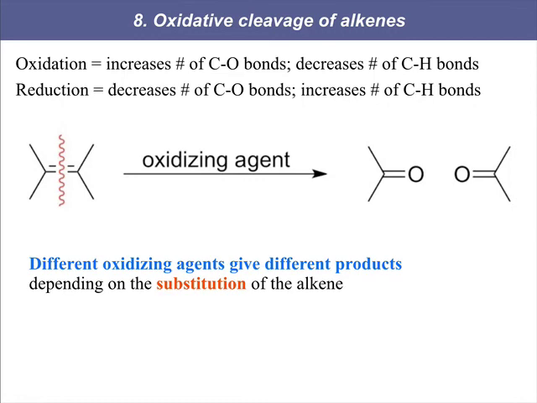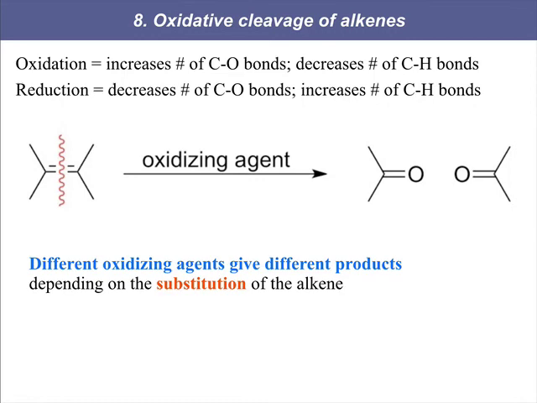Sometimes these things happen simultaneously, meaning we increase the number of CO bonds while we decrease the number of CH bonds. So both of those things are involved in oxidation. Sometimes it might be one and not the other. Sometimes you might decrease the number of CH bonds without increasing the number of CO bonds. But either way, increased CO bonds and/or decreased CH bonds is oxidation. Decreasing CO bonds and/or increasing CH bonds is reduction.